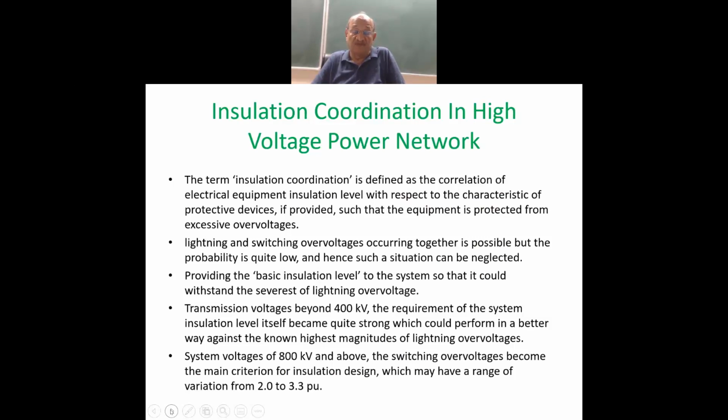For system voltages of 800 kV and above, the switching overvoltages become the main criterion for insulation design, which may have a range of variation from 2 to 3.3 per unit. The switching overvoltages may vary from 2 to 3.3 per unit.